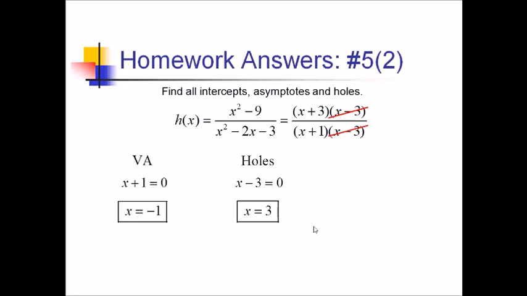And now, we also want to talk about horizontal asymptotes. This is a same degree function. We have an x squared on the top and the bottom. So we just take the lead coefficients, that would be 1 over 1, which gives us a horizontal asymptote of y equals 1.